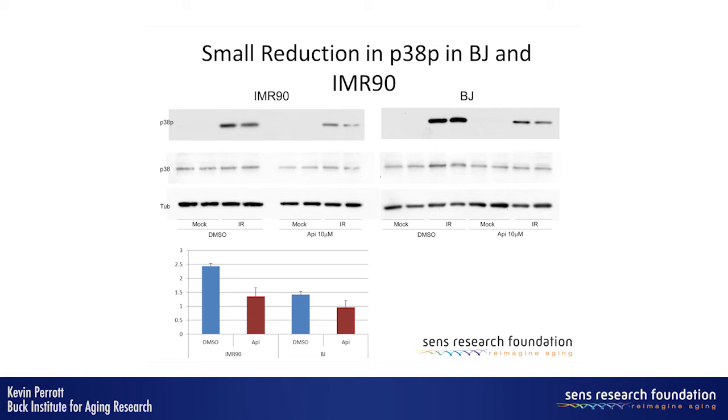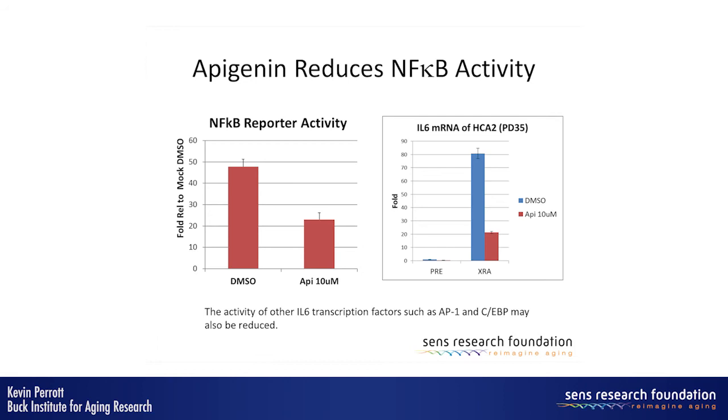We looked at phosphorylation of p38 as one of the main orchestrators of activating NF-kappa B, and we saw that there was a slight reduction in phosphorylation of p38 in both IMRs and BJs. Not terribly convincing, so we thought we'd look at NF-kappa B activation itself, and we saw that there was a 50% decrease in NF-kappa B activity, which doesn't necessarily explain the fourfold decrease in mRNA transcription of IL-6. So there are other transcription factors of IL-6 that bind to the IL-6 promoter, AP1 and CEBP, and there may be some actual activity there.